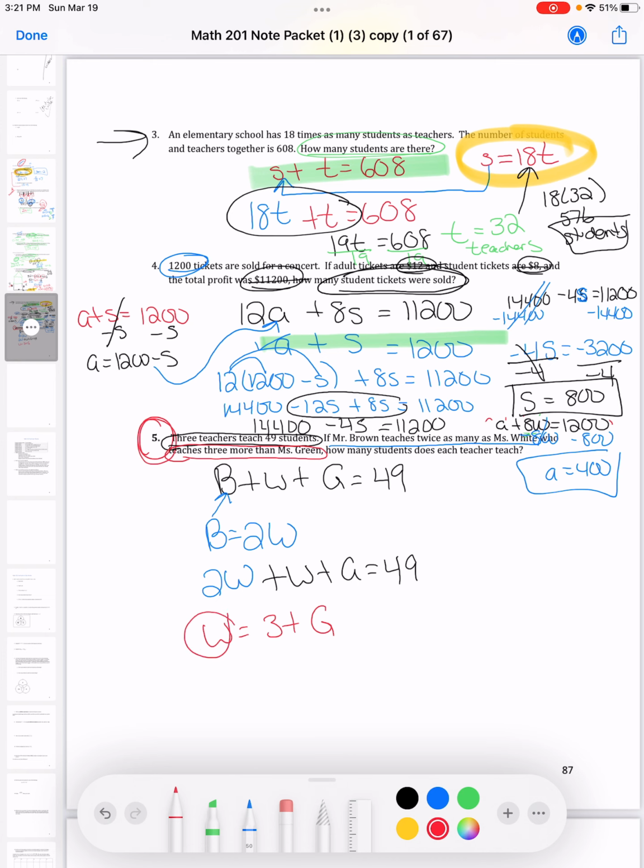So now everywhere I see W, which I see it twice, I've got to put that 3 more than Miss Green. So we've got 2, and then in parentheses, I'm going to put the W because it's got more than 1 term. Here's another W. You can put this one in parentheses or you don't have to.